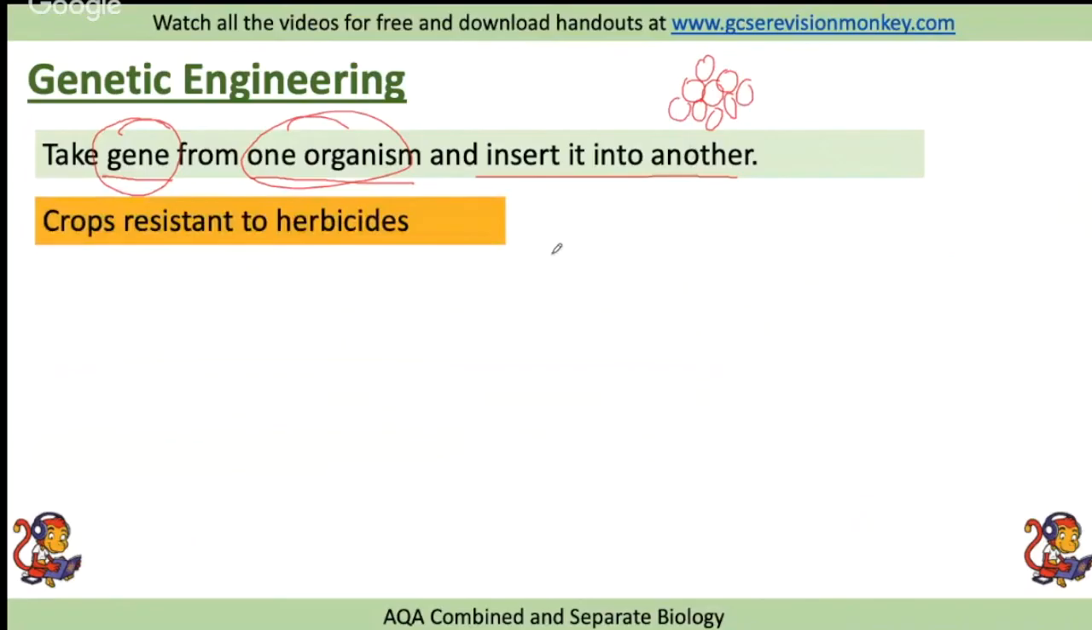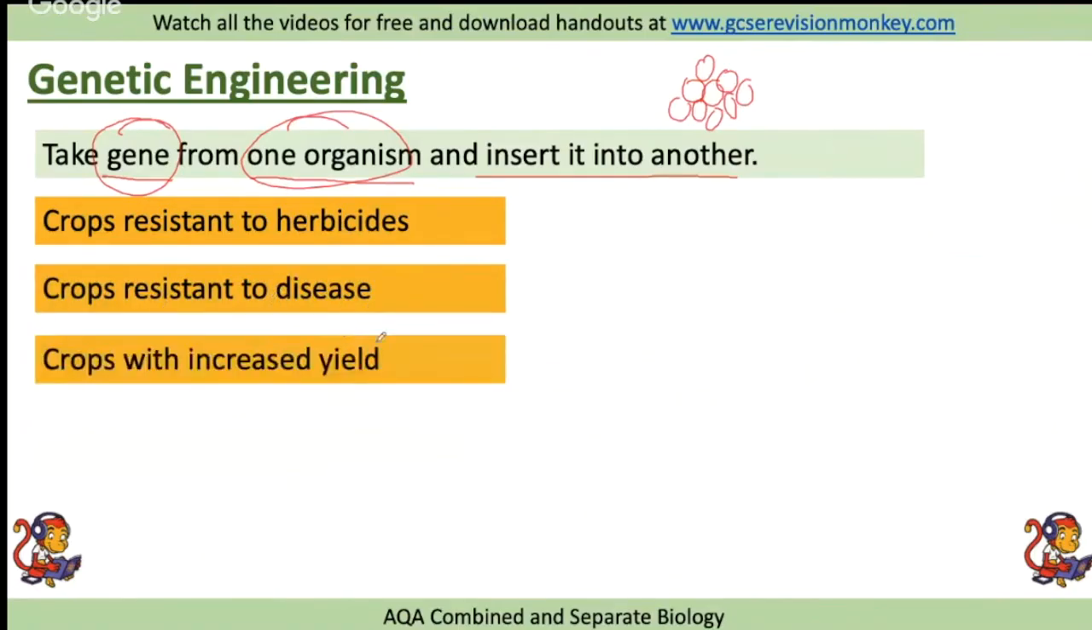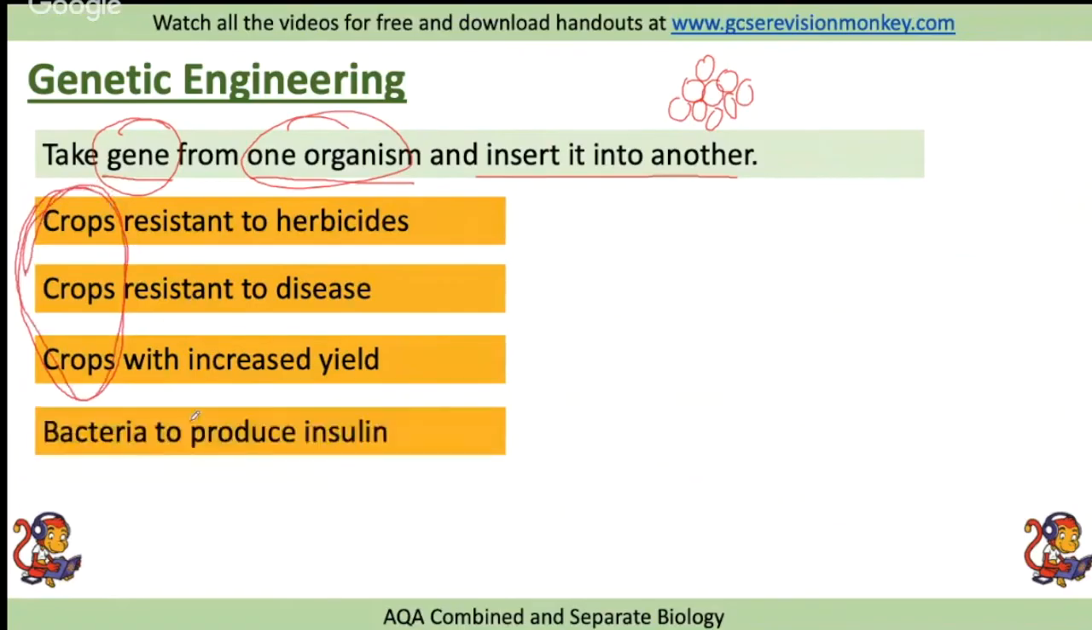You might want to do this for crops so that they're resistant to herbicides, for example. Take a herbicide-resistant gene and put it into your wheat crop. Crops that are resistant to disease. Perhaps crops with increased yield. You can tell that I'm talking all about plants because the mad example of the fluorescent protein in a cat is not really a moral one. So we tend to do this on plants rather than animals. And bacteria, for example, to produce insulin, you can take the insulin gene out of a human and put it into bacteria. And I'll go into this in more detail for higher tier later on. These, when they are genetically engineered, are called GM crops. Okay, genetically modified crops are those that have been genetically engineered.